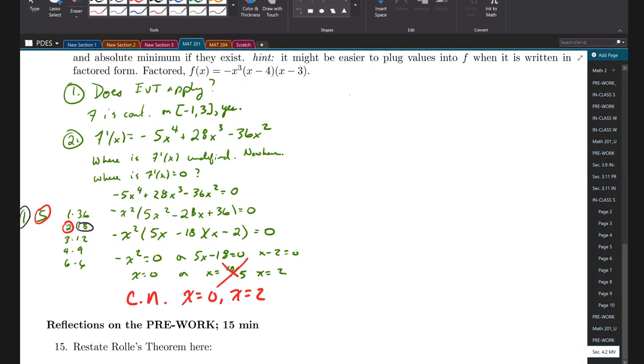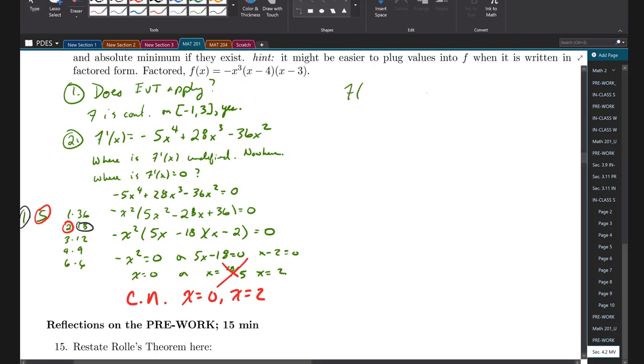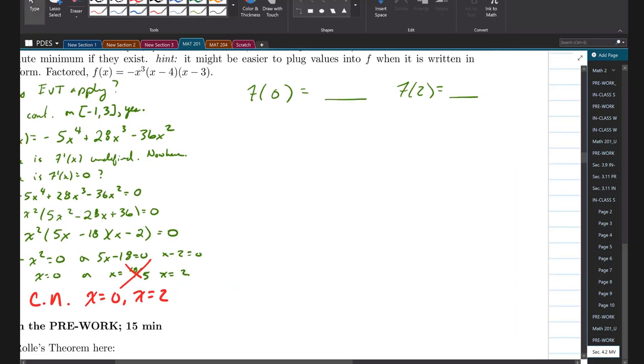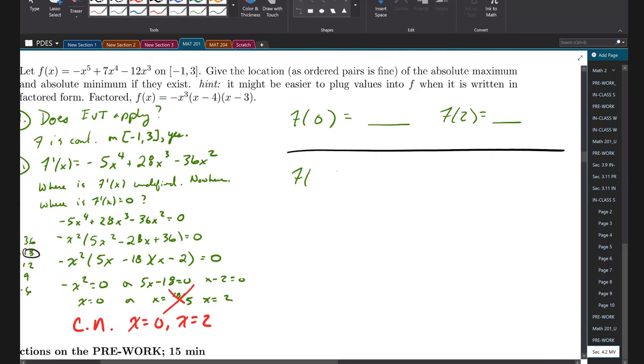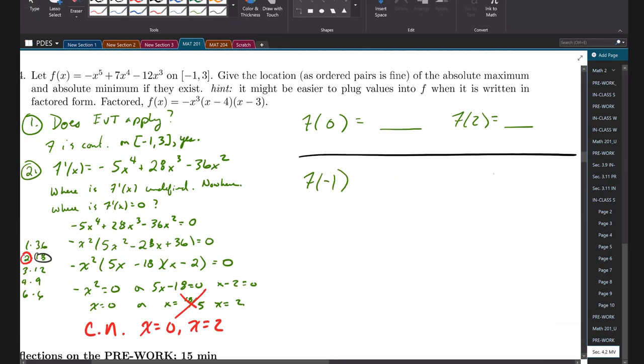f of 0. We're going to evaluate that. We're going to plug in f of 2. We're going to evaluate that. I'm also going to plug in what, folks? -1 and 3. The endpoints, -1 and 3. Don't forget to check your endpoints.